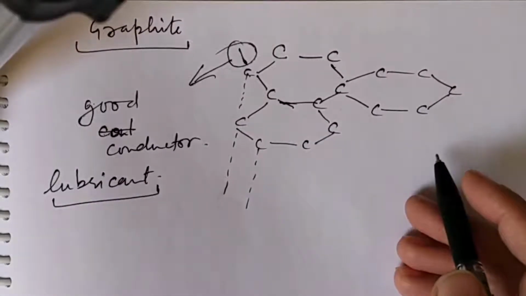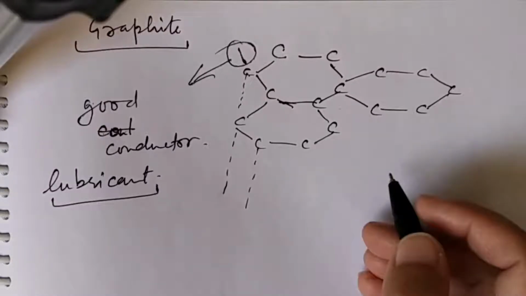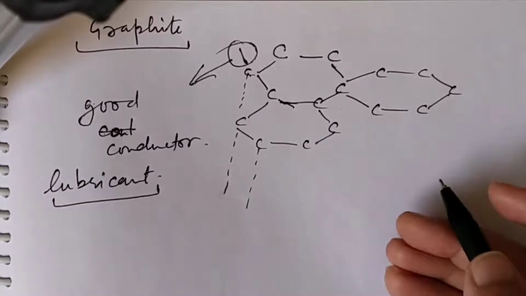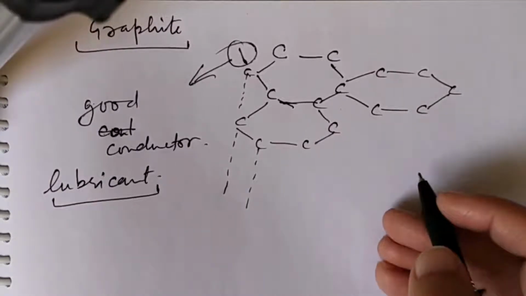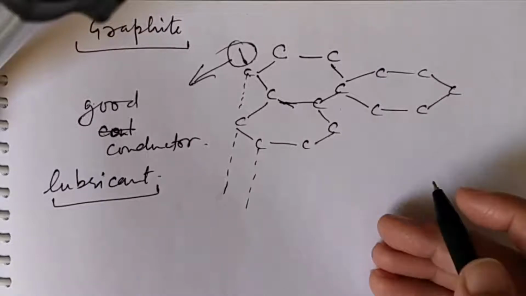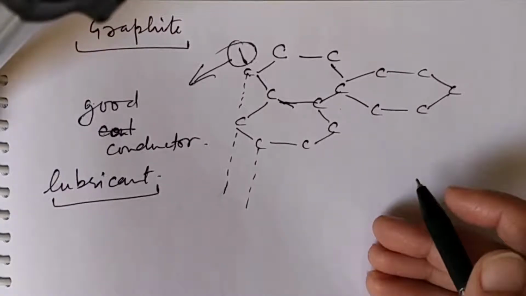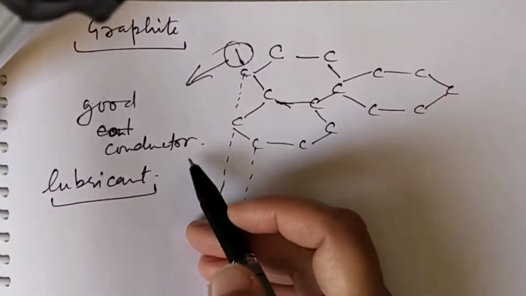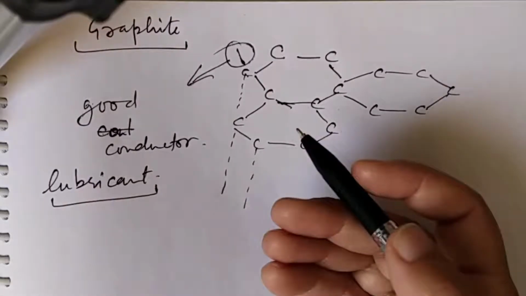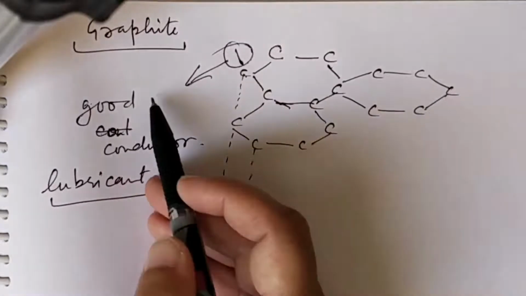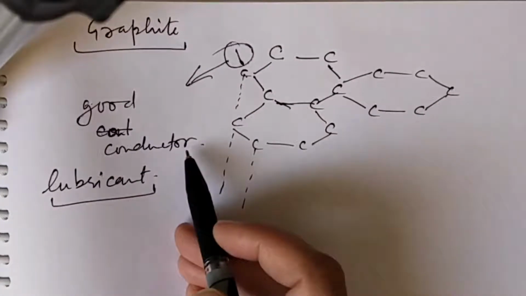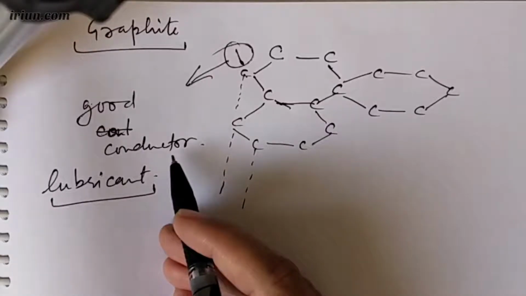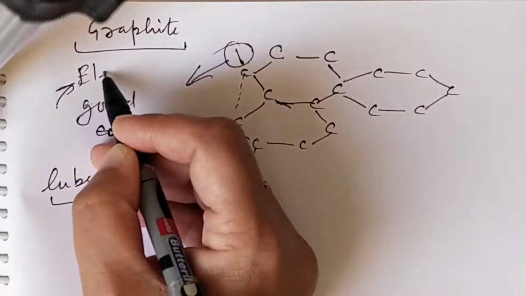So they are dull in nature, they have no metallic luster, they are very dull, just opposite of diamond, and soft and greasy. Because of the free electrons, these are good conductors of electricity, and that is why, because of this property, graphite is used to make electrodes for the cells in which the process of electrolysis can be carried out easily.